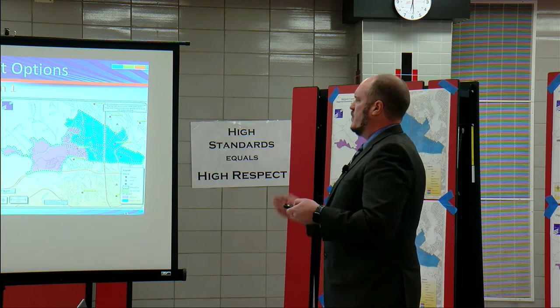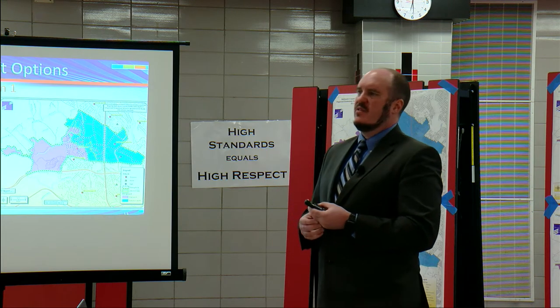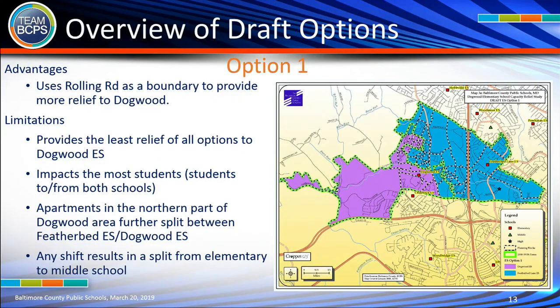Any shift results in a split from elementary to middle. That's a limitation. I think it's a limitation that exists in any of the four options that we're looking at, just because this dividing line that exists right now for Featherbed and Dogwood is the current dividing line for the middle schools in this area. So I don't think there's anything we can do to avoid that, to avoid any split at all.